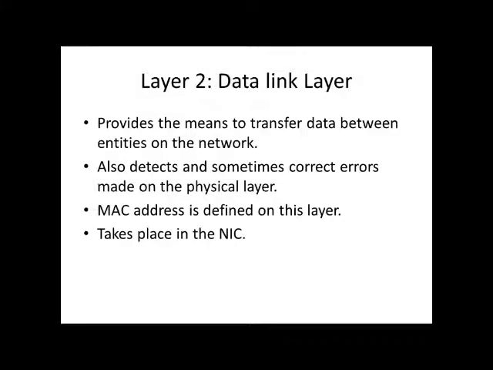The main point of the data link layer is to provide the means to transfer data between entities on the network. This layer detects and sometimes corrects errors made on the physical layer as well. This layer is where the MAC address is defined, and this all takes place in the NIC.